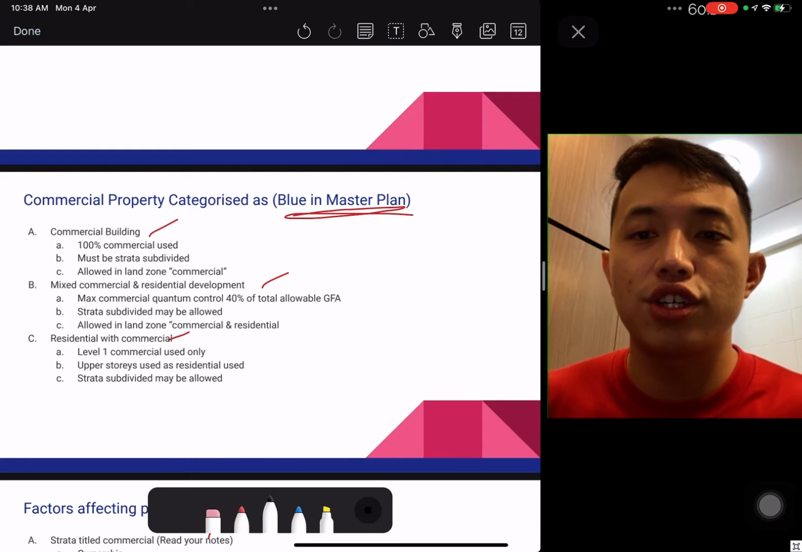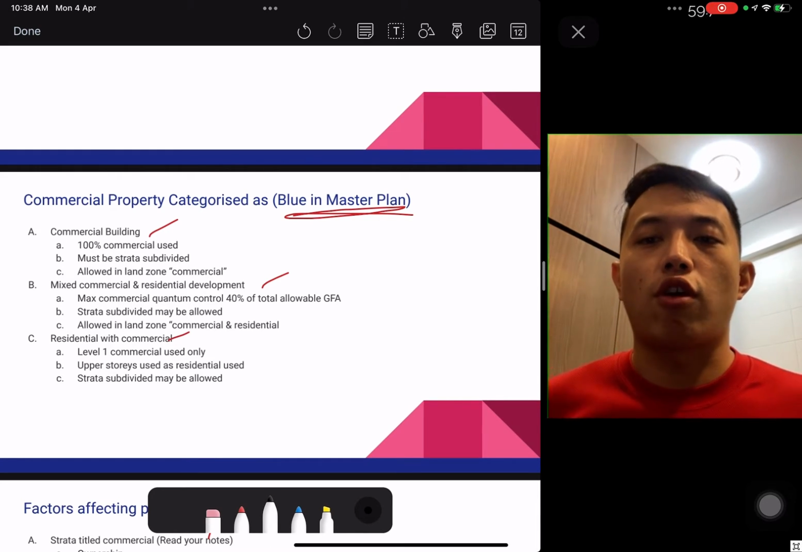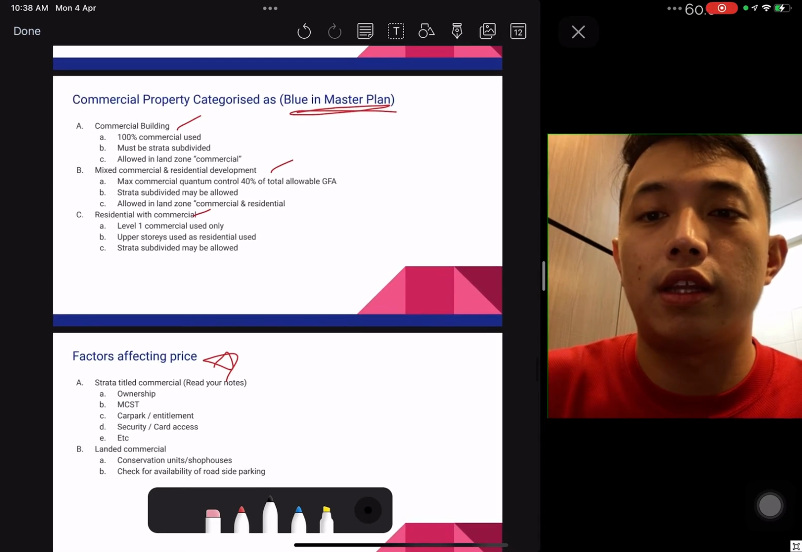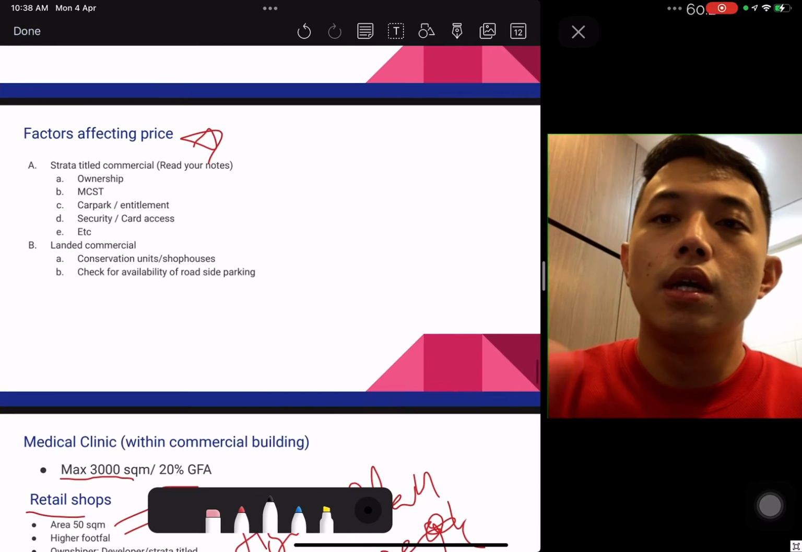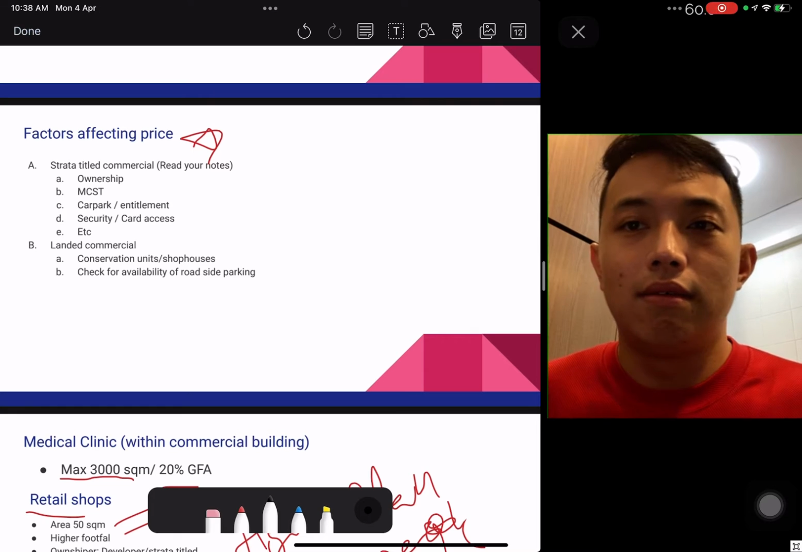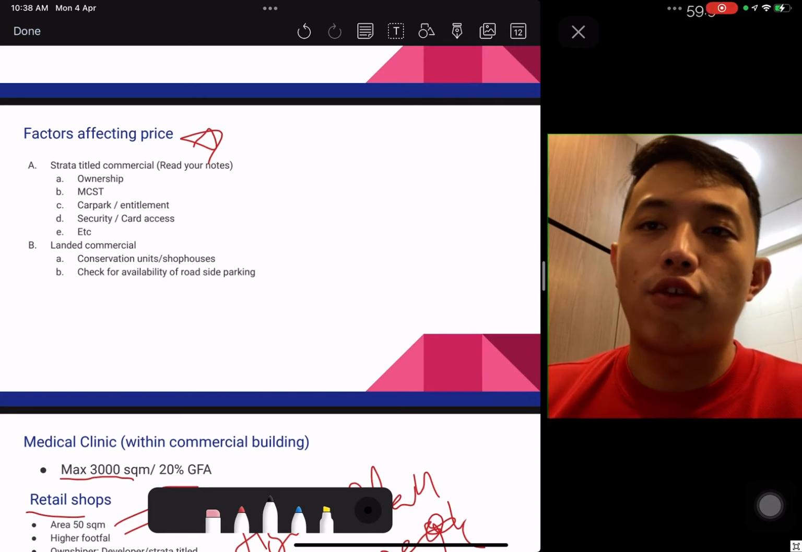So residential with commercial, such as shophouses, level 1 is used for commercial use, and level 2 and above are used for residential use. It can be strata divided if allowed. So price affecting the strata titles are okay. These are the things that you will know. It's quite common. So do take note of the information.